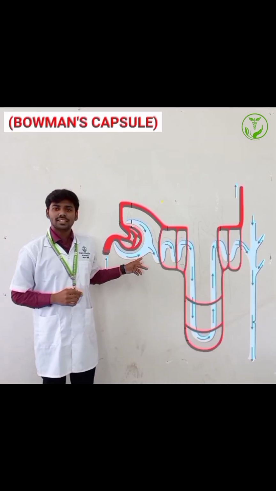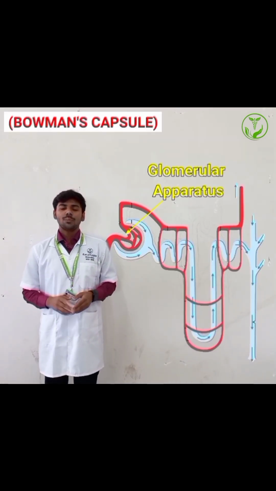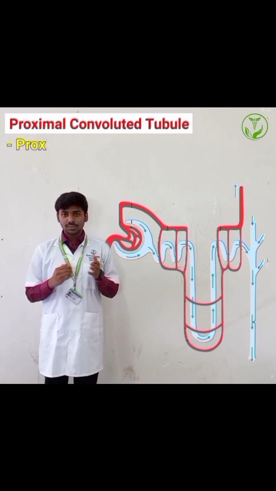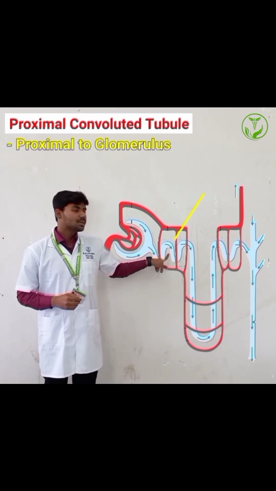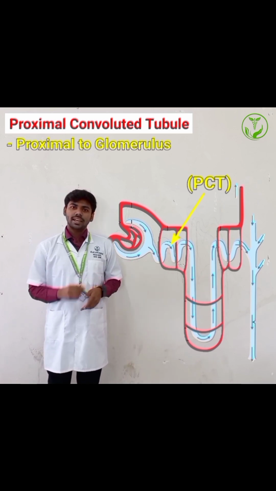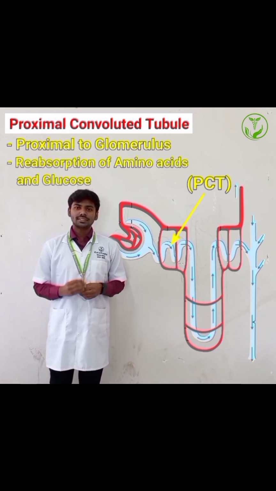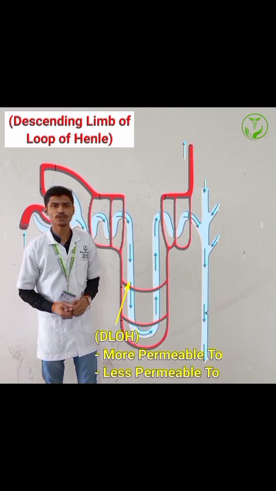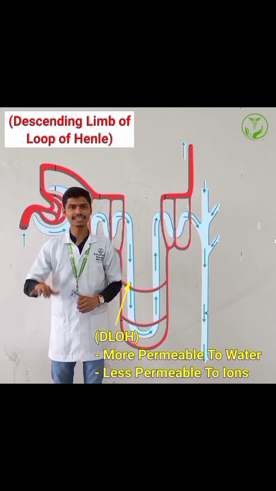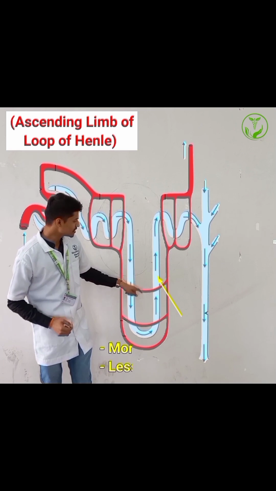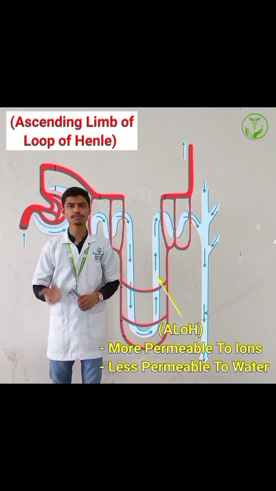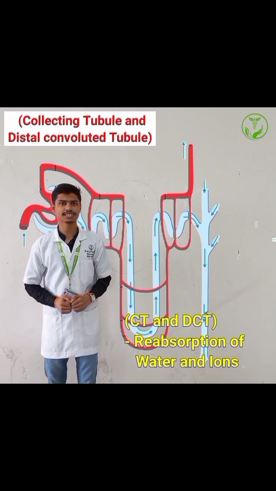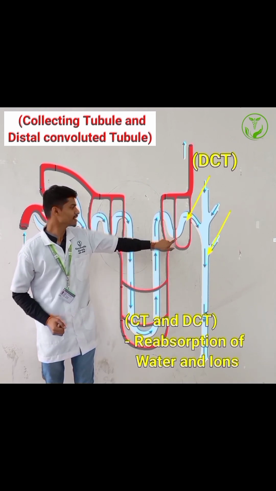Here you can see that this portion is called the glomerular apparatus, which helps in urine formation and filtration of the blood. The portion of the uriniferous tubules proximal to the glomerulus is called the proximal convoluted tubule or PCT. In this portion, reabsorption of amino acids and glucose takes place. Now, the next part is called the descending limb of the loop of Henle, which is more permeable to water and less permeable to ions. The next part is called the ascending limb of the loop of Henle, which is more permeable to ions and less permeable to water. The last part, where reabsorption of water and ions takes place, is called the distal convoluted tubule and collecting tubules respectively.